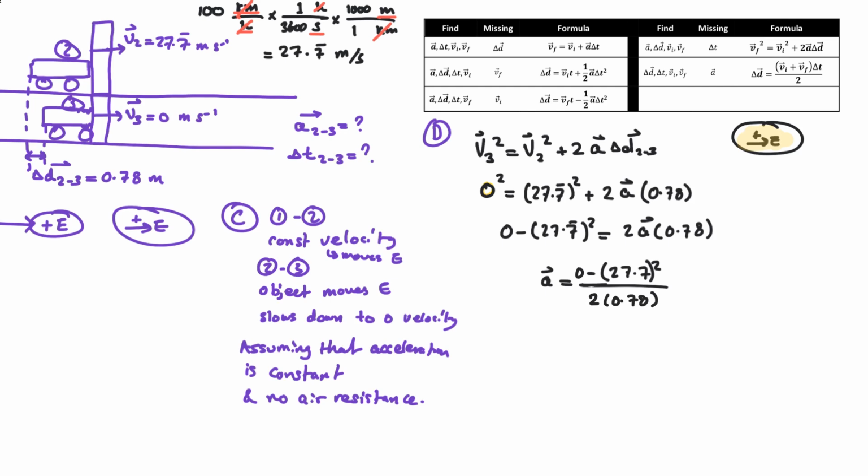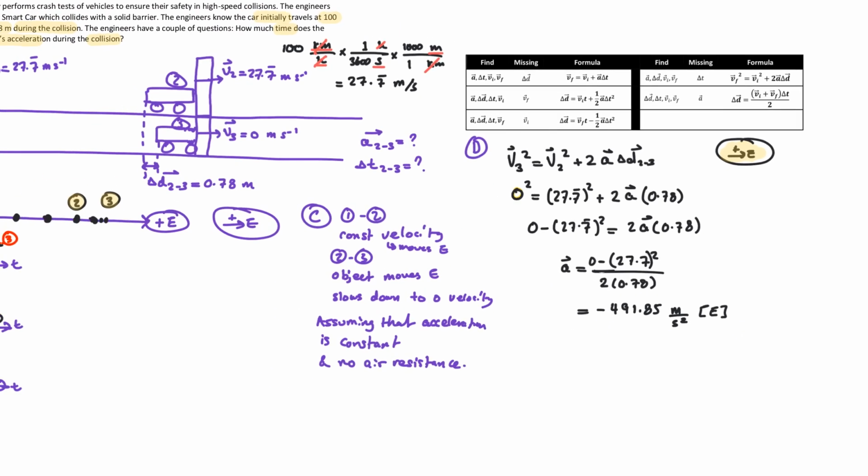I'm going to put that on my calculator, and I am going to get negative 491.85 meters. The unit for acceleration is meters per second squared. I'll just write it like this. And since my positive direction was in the east, I'm going to write this as east. And this is kind of saying that the object is accelerating in the negative direction.